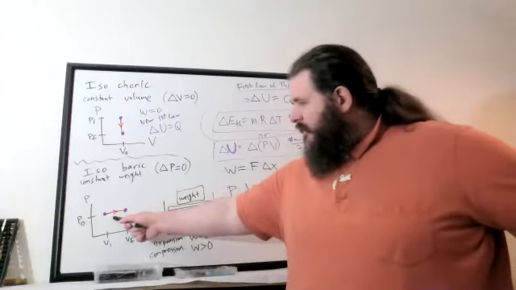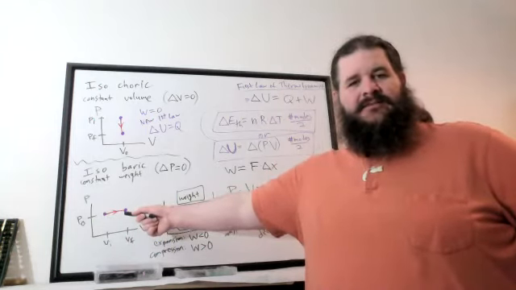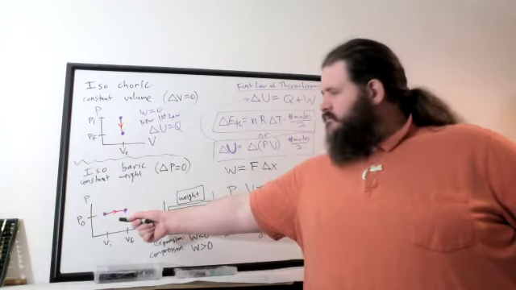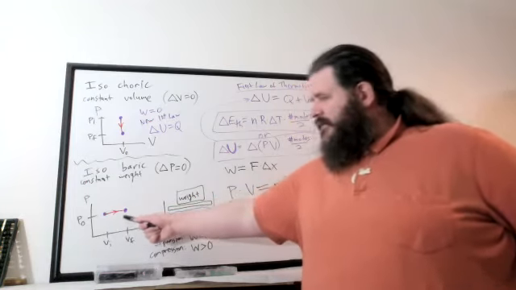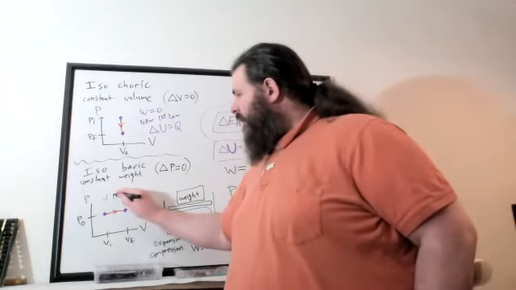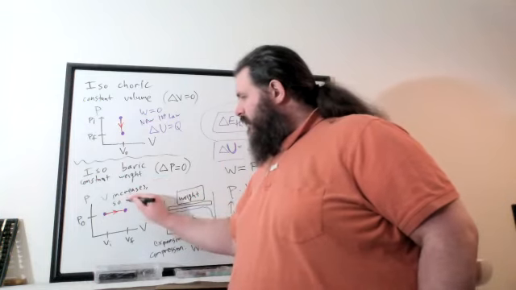In this case, for instance, what's happening to the volume if the graph is drawn exactly like this? From this initial to this final, the volume is increasing, yeah. In this graph, the volume is increasing. So what does that tell you about work?